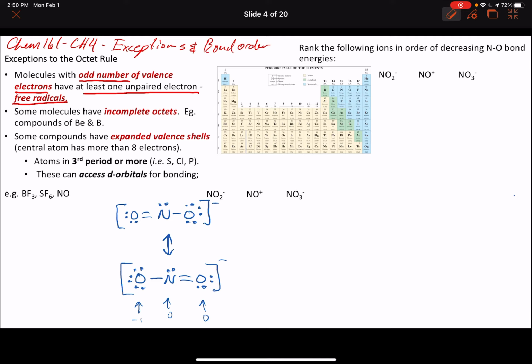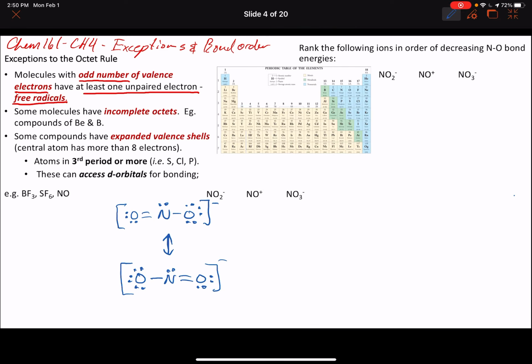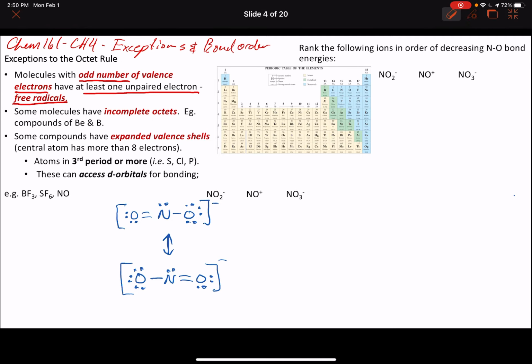Good. Now let's consider the NO plus polyatomic ion. Okay, so NO, we have 5 valence electrons from nitrogen, 6 from oxygen. We have to remove 1 to provide the positive charge, so we'll put a -1 on that. This will give us a total of 10 valence electrons to work with for the NO plus molecule. Okay, 10 valence electrons, we'll memorize that here. 10 valence electrons to work with.